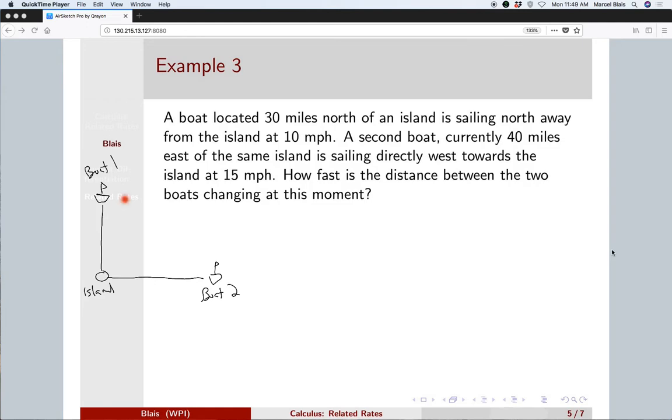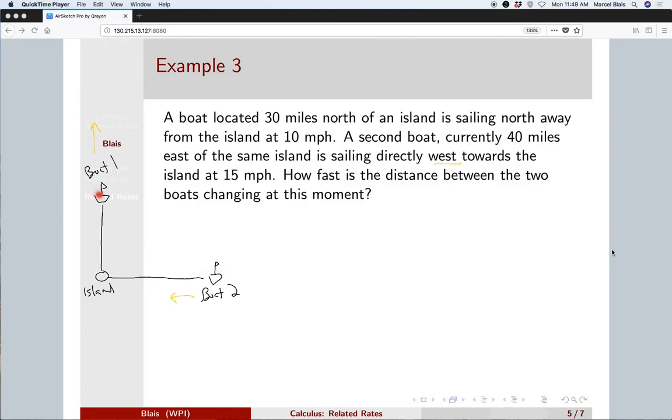And we're told something about how they're moving. So it looks like boat 1 is sailing north, so it's actually moving away from the island, and boat 2 is sailing west, so boat 2 is actually sailing towards the island. And we're interested in the distance between them. How is the distance between them changing?